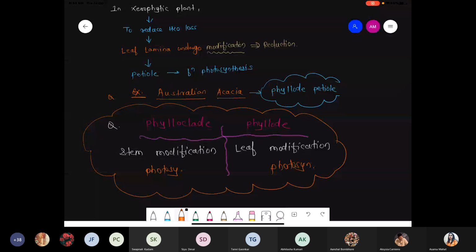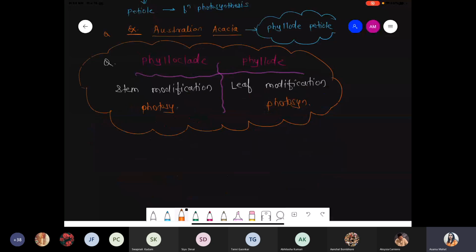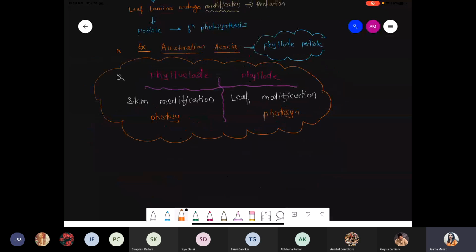Next point: we are talking about complete leaf modification. We discussed three parts individually: leaf base modification, petiole modification, and lamina modification, with examples. Now one example, Nepenthes, also called the insectivorous plant or the pitcher plant, where the entire leaf shows modification. So please write down the title.